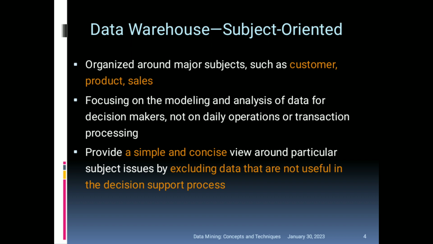Data warehouse is subject oriented. This is one of the features of a data warehouse. That means it is organized around major subjects such as customer, product, sales, focusing on the modeling and analysis of data for decision makers, not on daily operations or transaction processing.